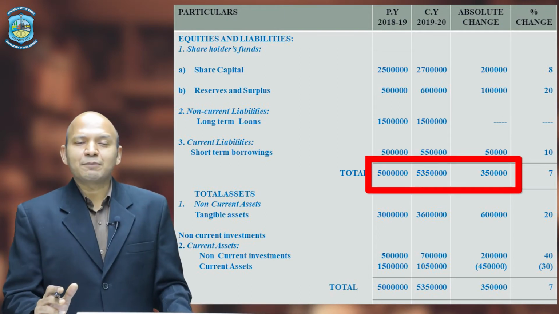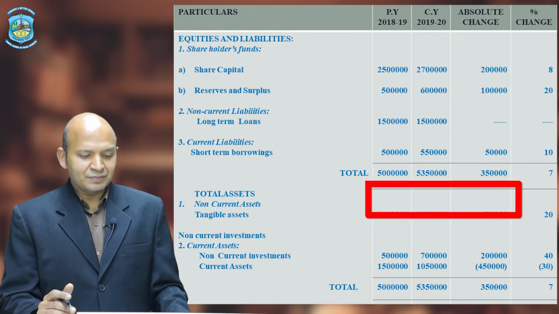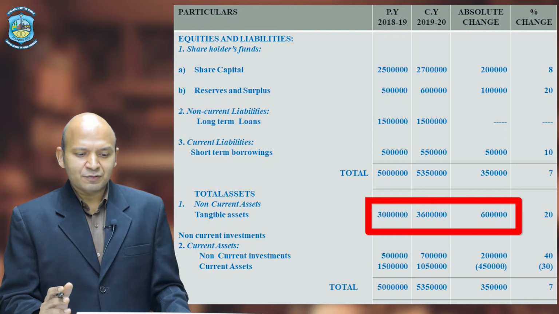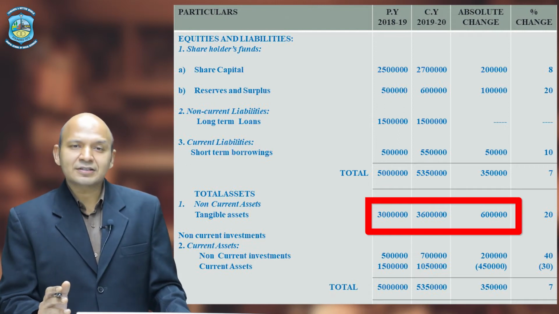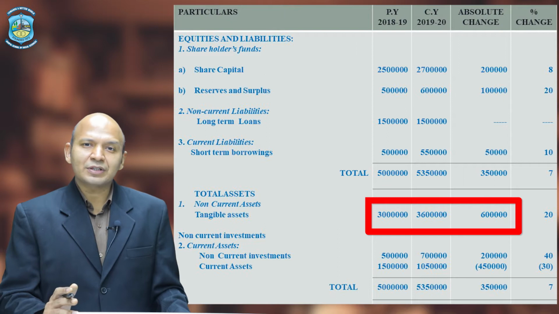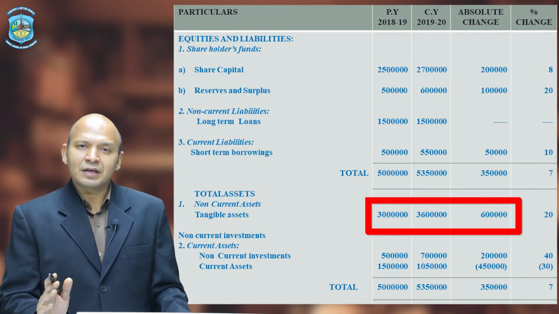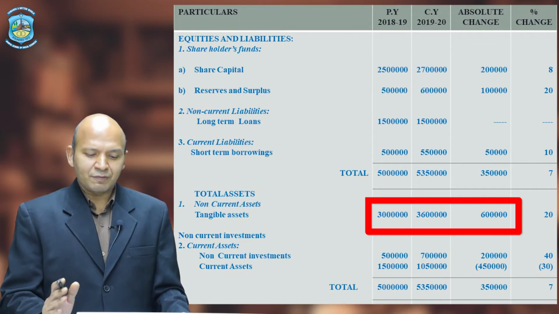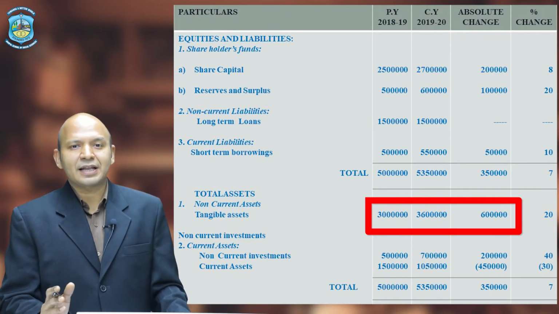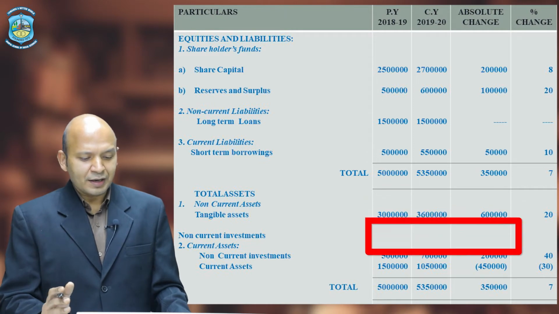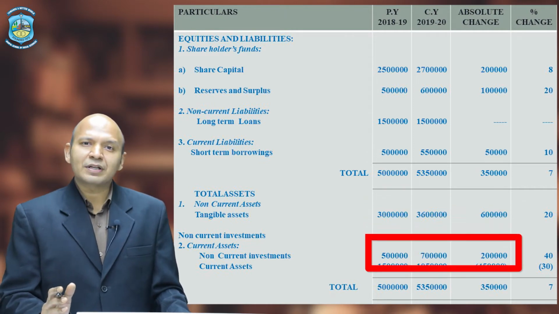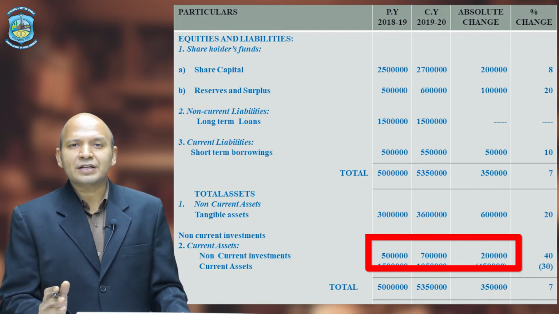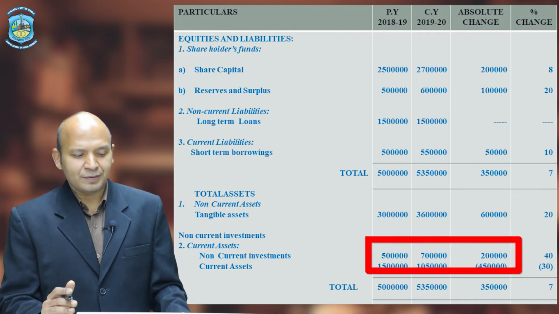For calculating the absolute change of the assets, the same formula we will be applying. The total of tangible assets for the year 2019-20 is 36 lakhs and for the year 2018-19 it is 30 lakhs. Absolute change is equal to current year amount minus previous year amount, which means the difference amount will be 6 lakhs. For non-current investments, current year the amount is 7 lakhs, previous year the amount is 5 lakhs. So the difference amount 2 lakhs will be taken in absolute change column.